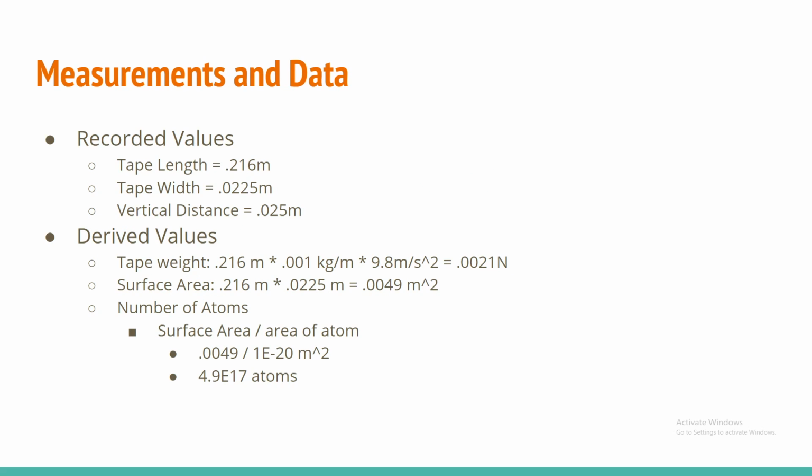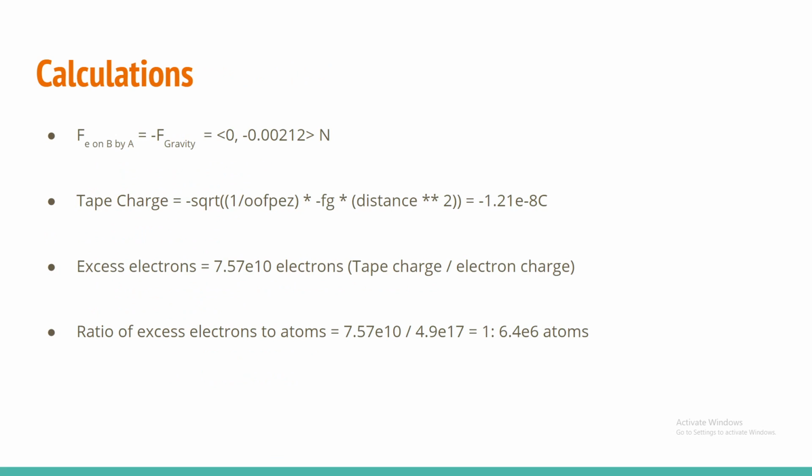I found that the tape length was 0.216 meters, the tape width was 0.0225 meters, and that the vertical distance between the tapes was 0.025 meters. And then I used those values to find the tape weight, surface area, and then the number of atoms on the piece of tape. With those derived and recorded values, I found the electric force on tape B by tape A, and it was just the negative gravity force.